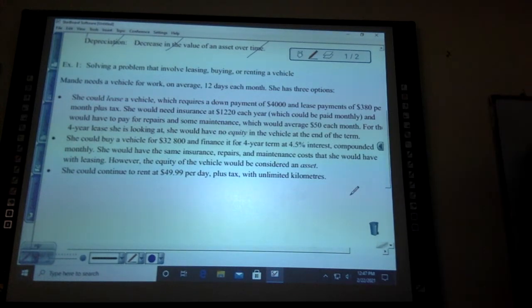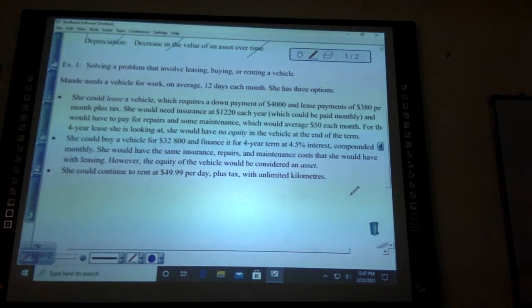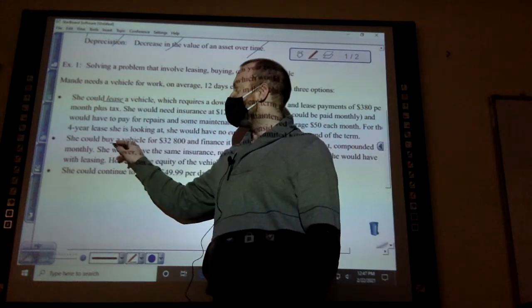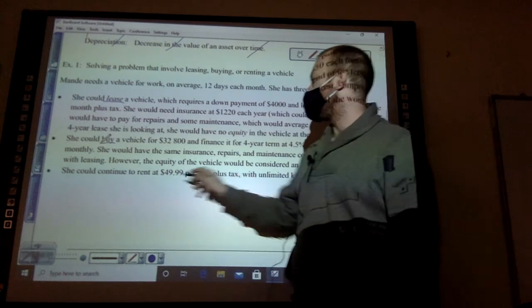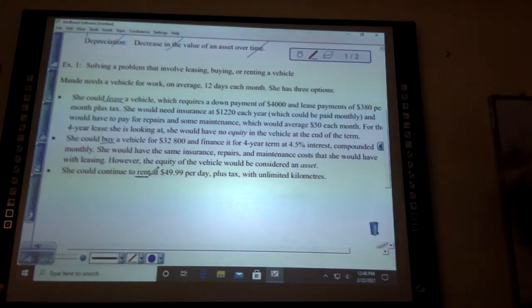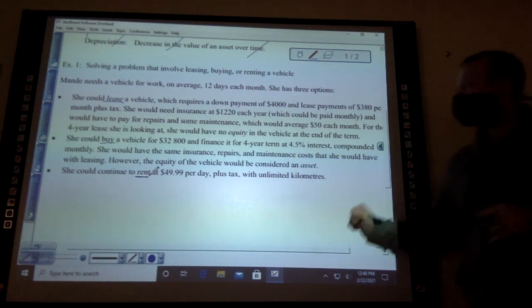All right, let's get into an example. I know this is a lot of words, but we're going to pull out all the information we need for this. So Mandy's needing a vehicle for work, on average about 12 days a month. So she's got 3 options. And notice here we are leasing or buying, or here it is, rent. So these are the 3 options. For this unit, it's usually going to be those 3 options. And what we're going to need to do is go through this and figure out what are the important bits of information.